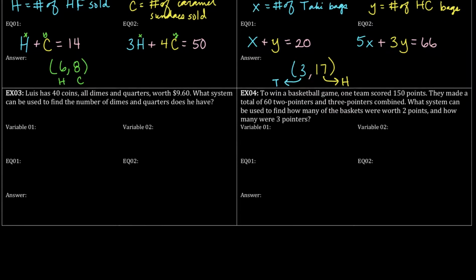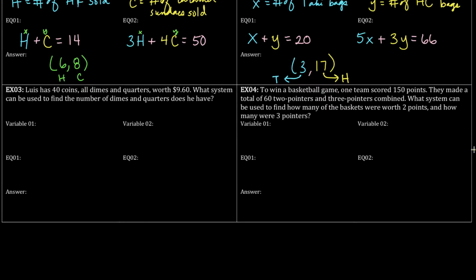Okay, so we have a couple more here. Luis has 40 coins. What's the number of dimes and quarters? So let's do this. X is the number of dimes, and Y is the number of quarters.